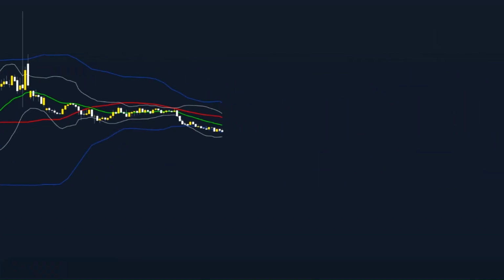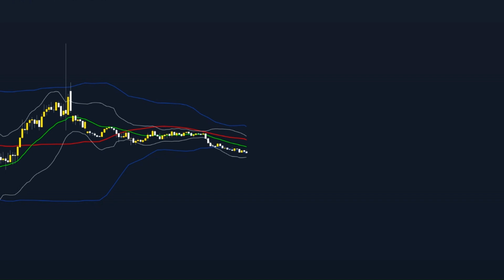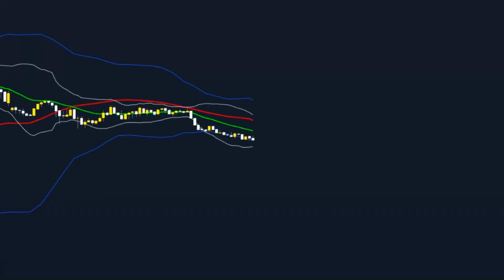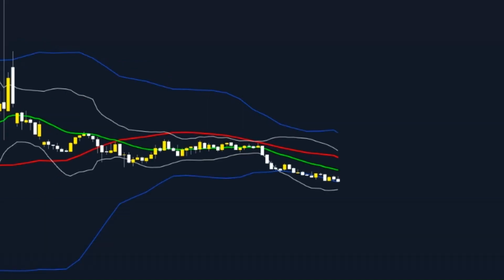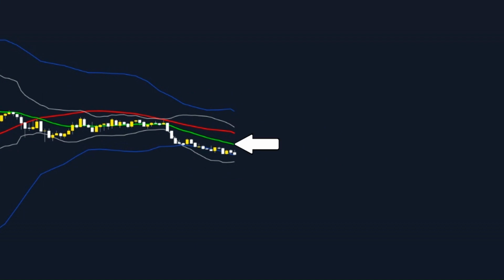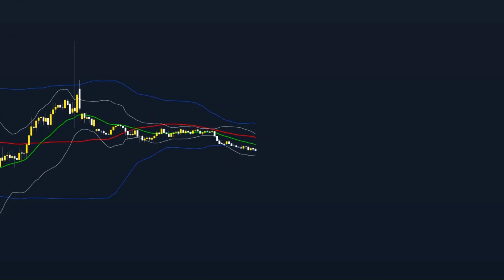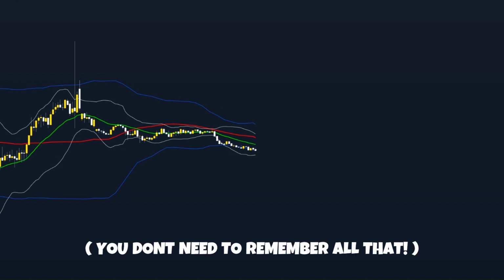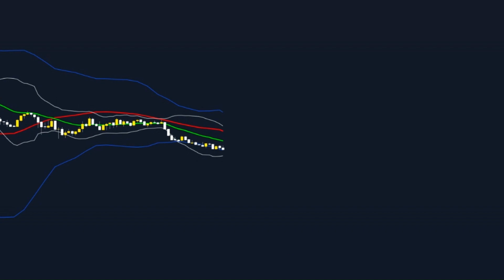Okay, so for taking trades with this beginner strategy, there is a few rules that you're going to want to write down. This will help you avoid any false signals and make the success rate of your trade to actually hit and take profit increase even more. As you can see on the chart right now, we have price, which is the candles. Then we have the 5-minute Bollinger Bands, which are these white lines. Then we have the 15-minute Bollinger Bands, which are the blue lines. And then the green line is the basis for the 5-minute. And the red line is the basis for the 15-minute. Now don't worry, you don't need to remember all that. But let's get into the rules and show you how to take trades.